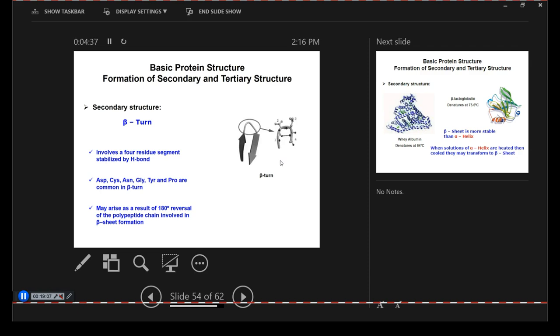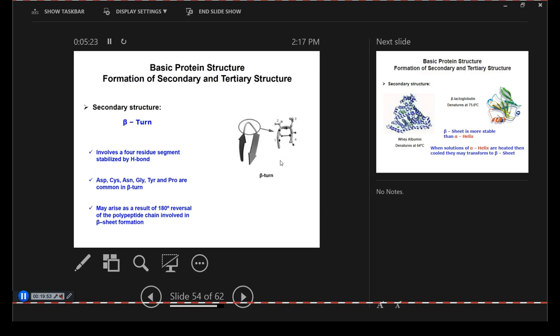Beta turn is literally, as the name implies, a turn. It's kind of the loop. And usually the turn involves four residues. Again, the hydrogen bonding is perpendicular to the axis. And there are some amino acids that are commonly involved in beta turns. Depending on processing and the presence of water, structures can convert from beta turn to beta sheet, to beta turn. It's an indication of structural change.